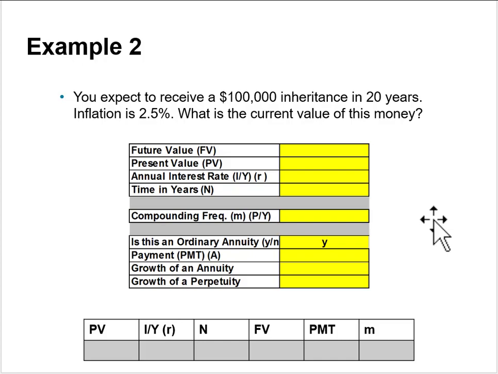If you expect to get a $100,000 inheritance in 20 years, and inflation is 2.5%, what is that worth in today's money? Again, you can plug in your own numbers if you want, or just as an experiment, think about current inflation. Current inflation is very, very high. Plug in the current inflation that we're experiencing, and then look how that affects future values.